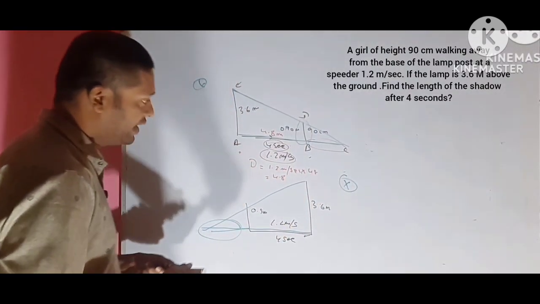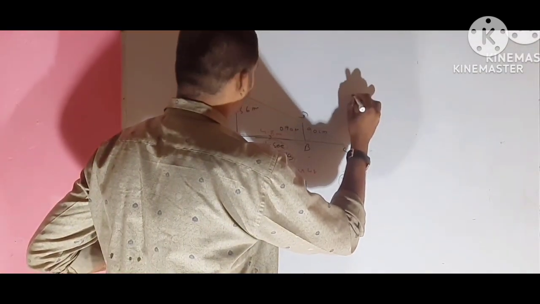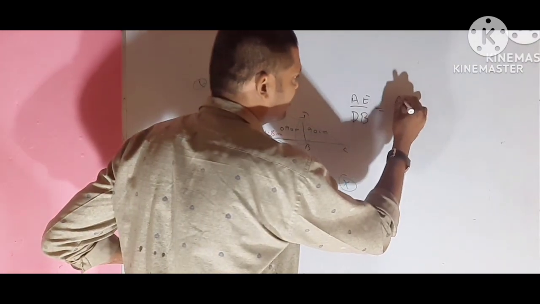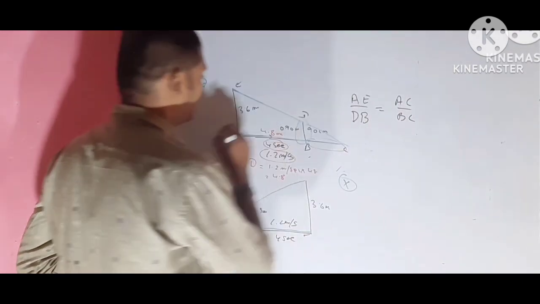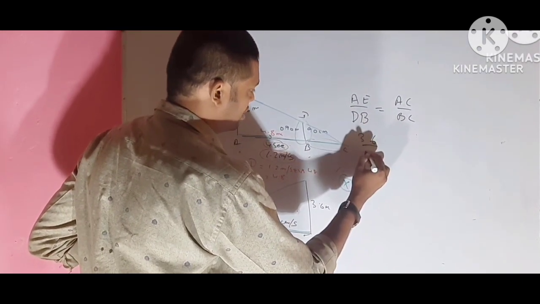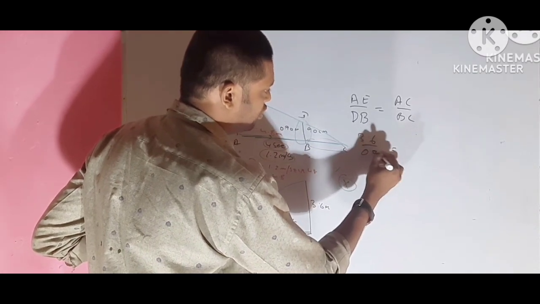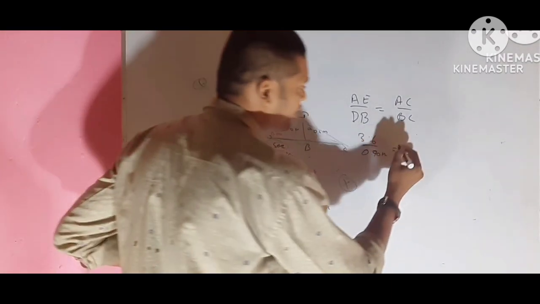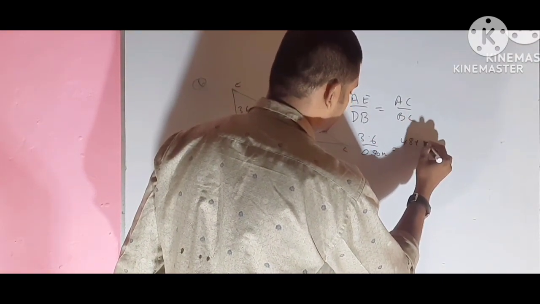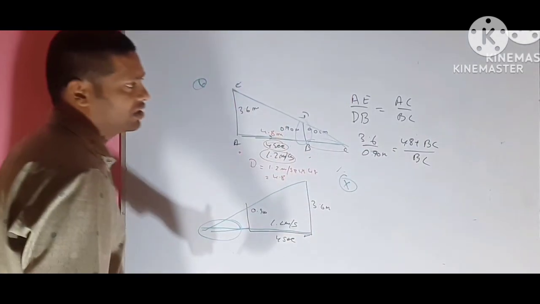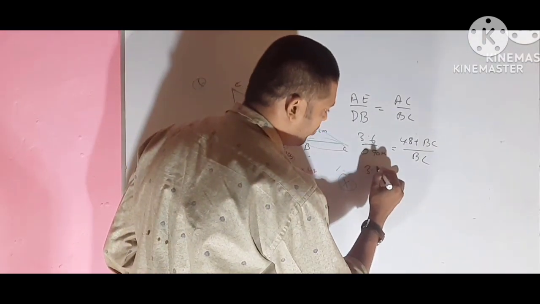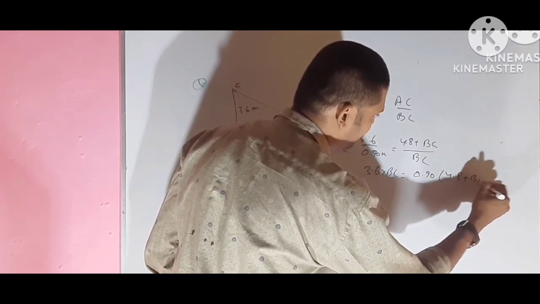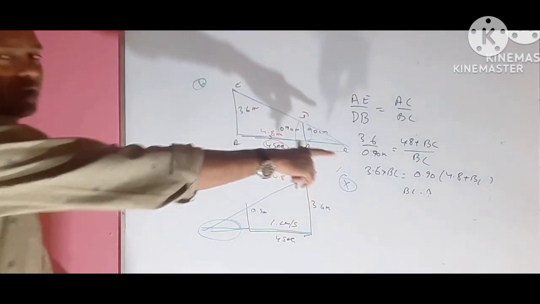After proving these two triangles similar, we can directly write AE by DB equal to AC by BC, according to the diagram. The value is 3.6 by 0.90 meter equal to AC by BC. AC is made up of this one plus this one. We don't know this value, so we will keep it as it is. This is 4.8, which we have calculated. So 4.8 plus BC by BC as it is. Now cross multiply: 3.6 into BC and 0.90 into 4.8 plus BC. When you solve, you are going to get the BC value.